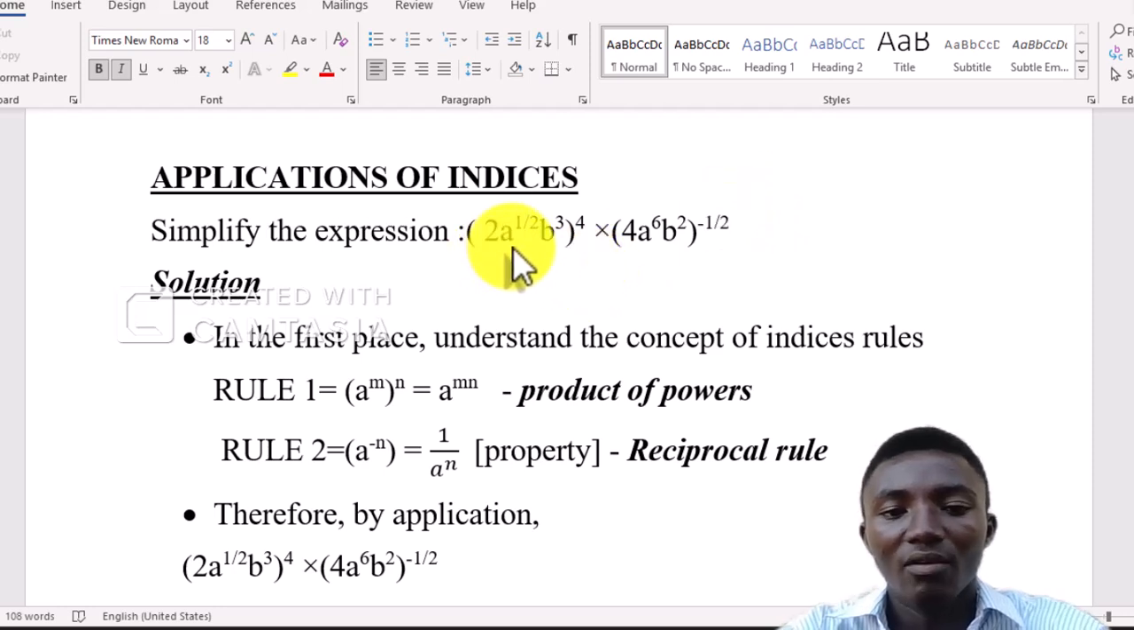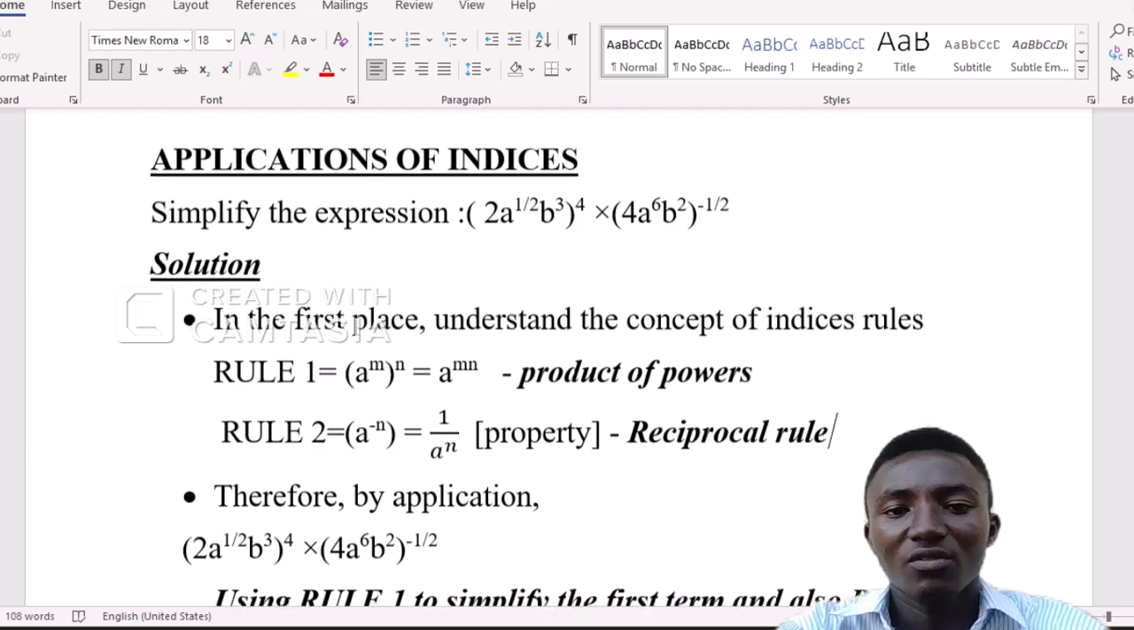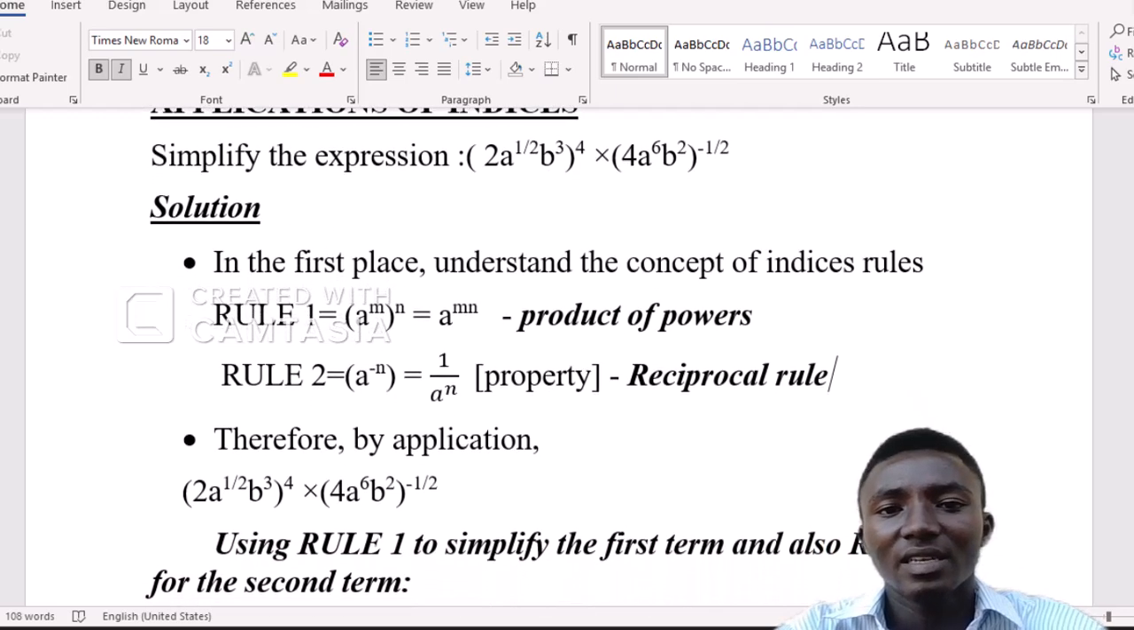We have (2a^(1/2) b^3)^4, then 4a^6 b^2 all raised to the power negative half. Alright, there's a wonderful problem, and don't forget it's just an application question.